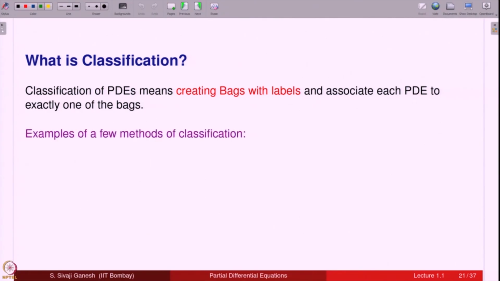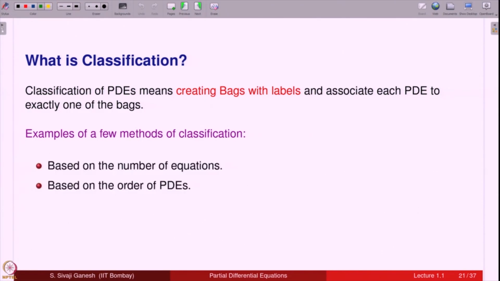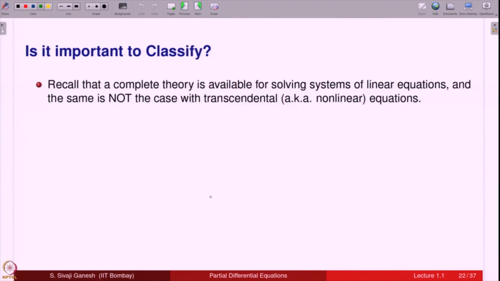Examples of a few methods of classification, we are going to see each one of them based on the number of equations, based on the order of PDEs, based on algebra. I will mention these details when we come there. So, the question is, is it important to classify?